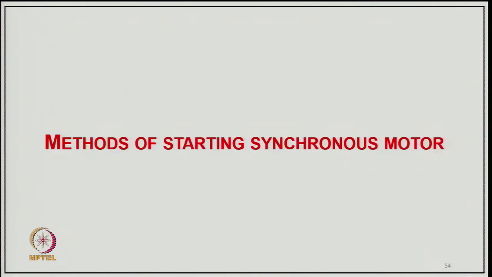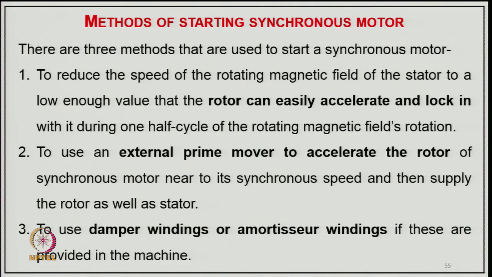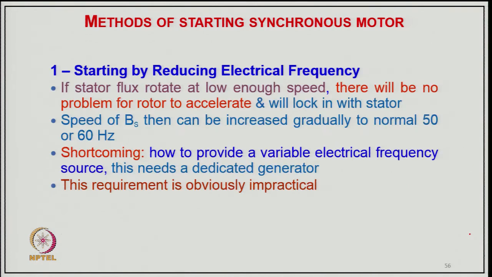Now, coming to methods of starting of synchronous motor. There are three methods used to start a synchronous motor, because a synchronous motor is not self starting like the squirrel cage induction motor. What we have to do is reduce the speed of the rotating field of the stator to low, so that the rotor can easily accelerate and lock in during one half cycle of the rotating field. Another is to use an external prime mover to accelerate the rotor of the synchronous motor to near synchronous speed, and then supply the rotor as well. The third is to use the damper winding or Amortisseur winding, if provided in the machine.